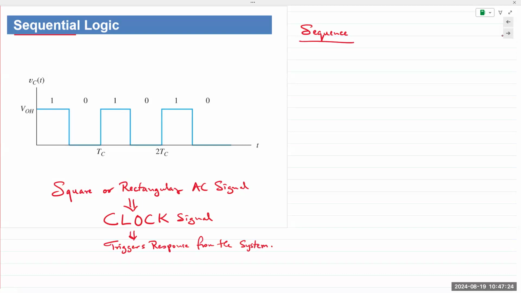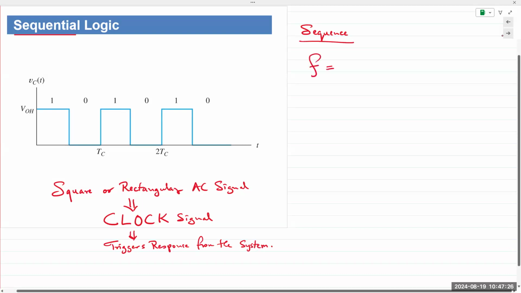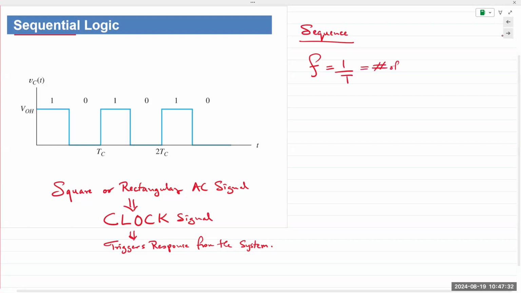As a quick refresher, frequency is 1 over t, the time period. It's the number of cycles per second.